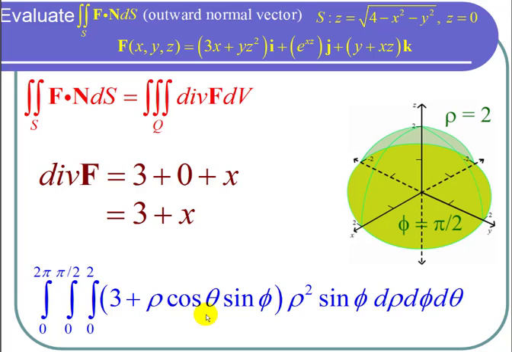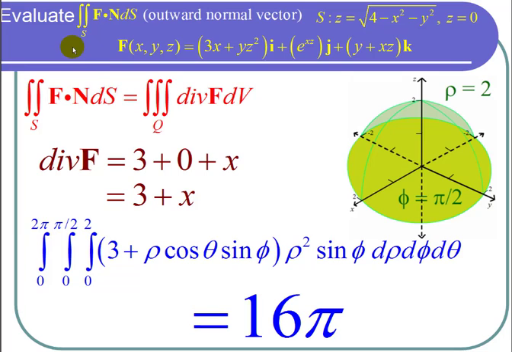So I integrate that, and I work this out. With a little bit of work, what I ended up getting was that this flux integral, which is the integral over the surface of F dot n dS, is equal to 16 pi. And I'm done with the problem.